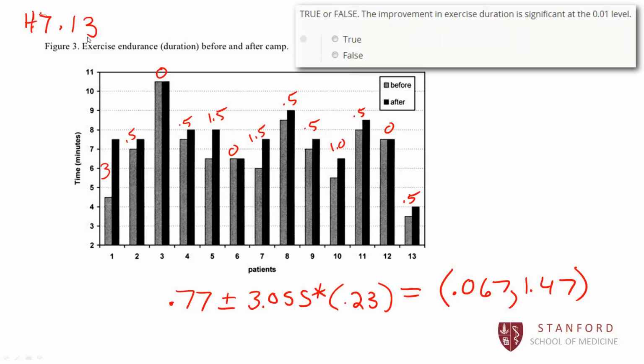The answer to this question is true. It is statistically significant at the 0.01 level. How do we know that? Well, we just calculated the 99% confidence interval. That confidence interval does not include the null value, which is 0 here. This excludes 0, therefore we can be sure that the p-value is less than 0.01.